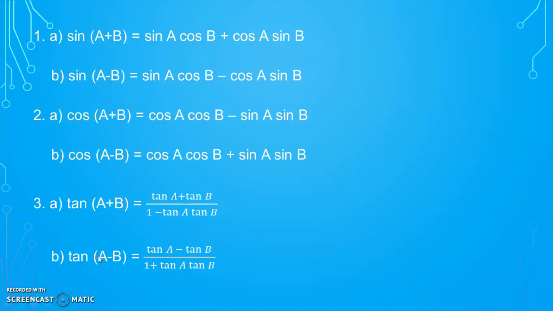So tan(A+B) and tan(A−B) are a little bit different from the others. tan(A+B) will be tan A plus tan B divided by 1 minus tan A tan B. For tan(A−B), the plus sign will change to minus, and the minus will change to plus. So tan(A−B) is tan A minus tan B divided by 1 plus tan A tan B. So if you learn these 6 formulas, you can write some more formulas.